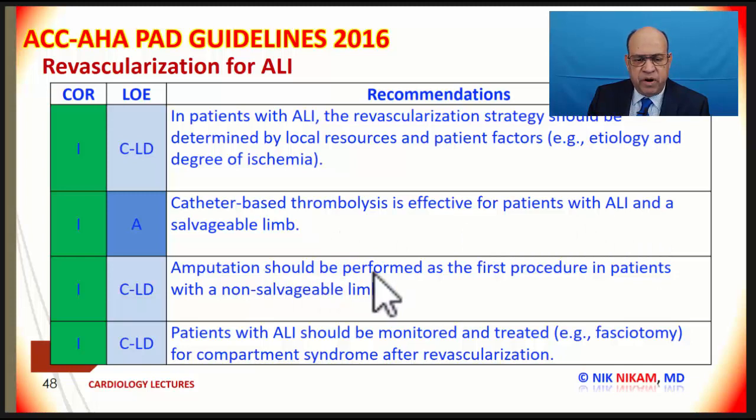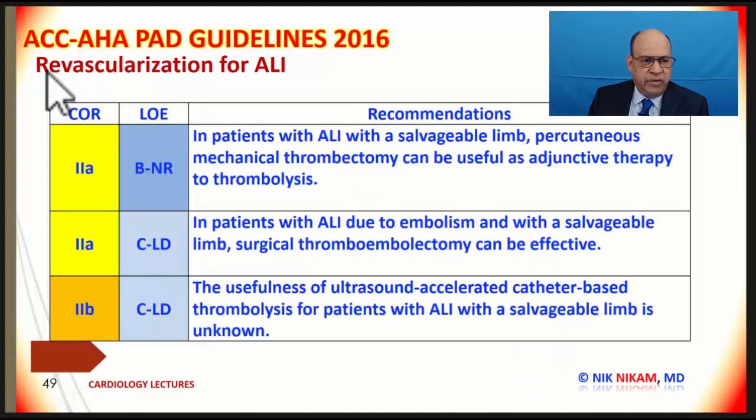Amputation should be performed as a first procedure in patients with a non-salvageable limb, with evidence of gangrene and with evidence of rapidly spreading infection. Patients with acute limb ischemia should be monitored and treated using fasciotomy for compartment syndromes after revascularization.